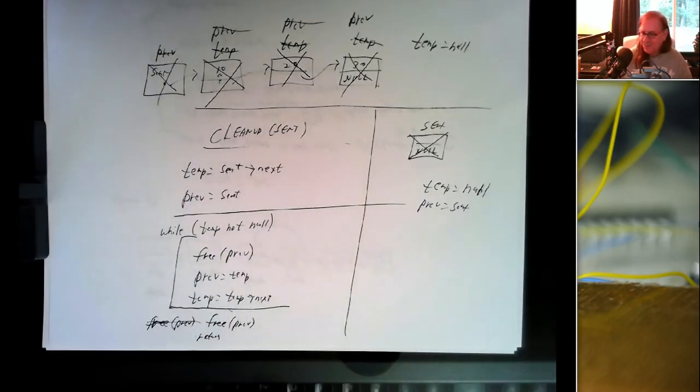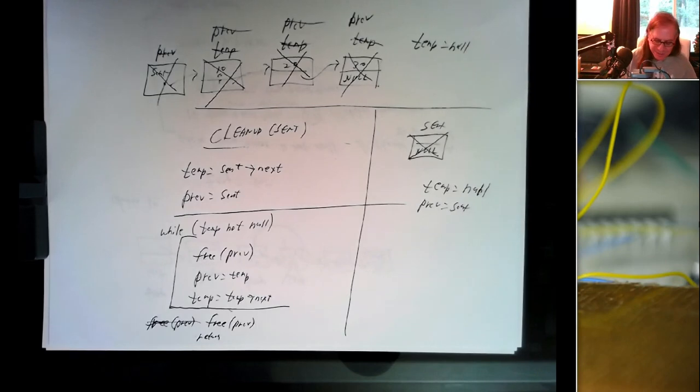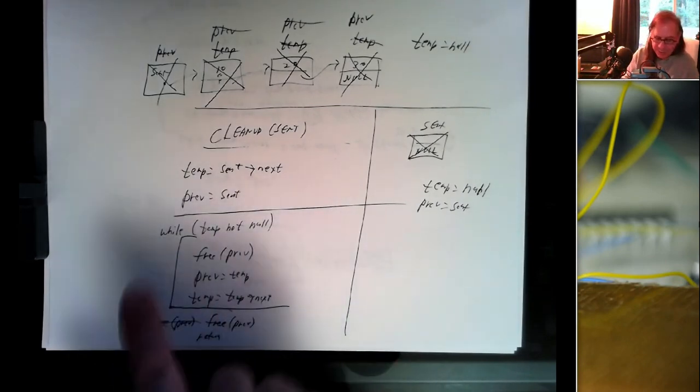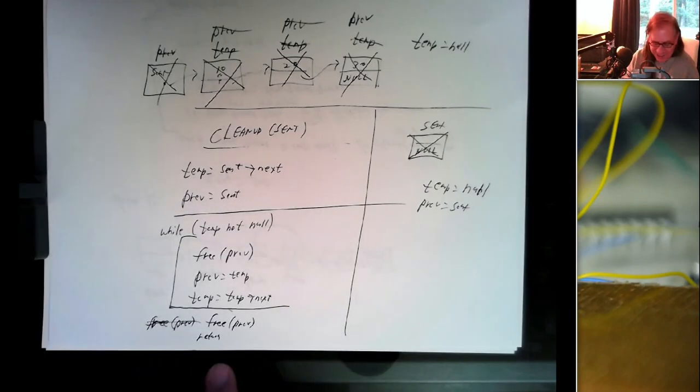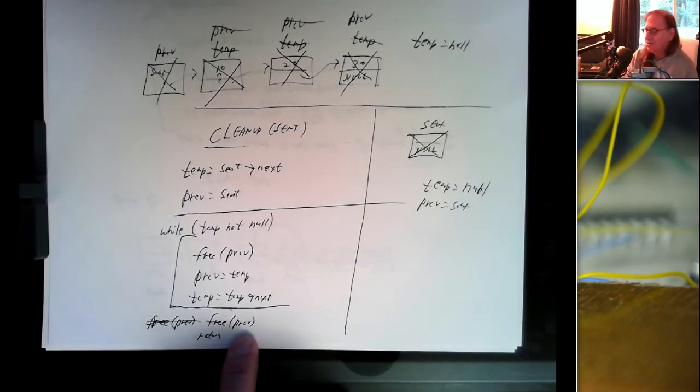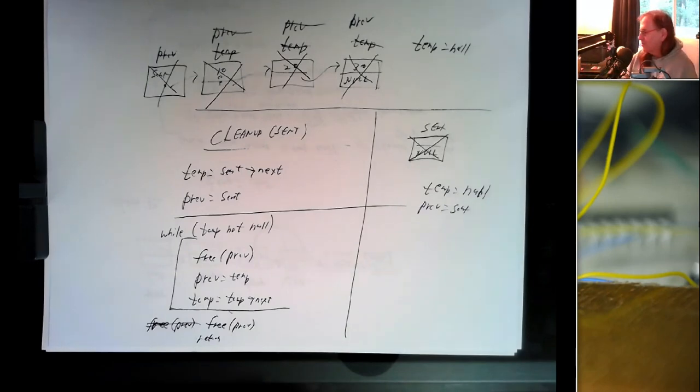So if we try to clean up a list that has no data nodes in it, this will simply free the sentinel and return. If there are data nodes, this loop will free all of the data nodes except the last one, and then this final free outside the loop will free the last node. So that'll take care of releasing memory, keeping us from having memory leaks.